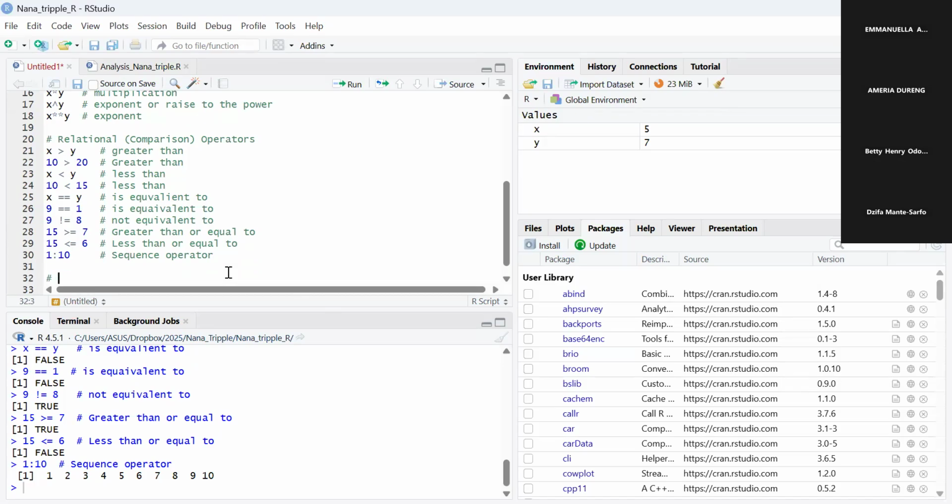Now, one of the operators, the vector operators, is what we call concatenate. Is it tenate or something? Let me check the spelling, but it's called concatenate. You concatenate the thing.